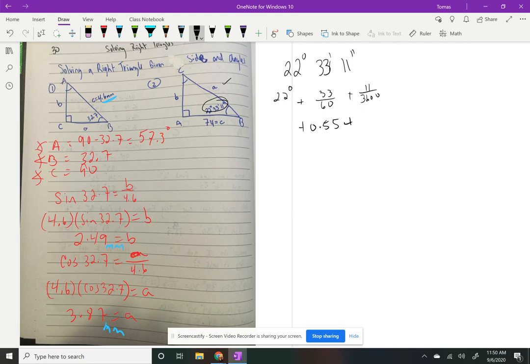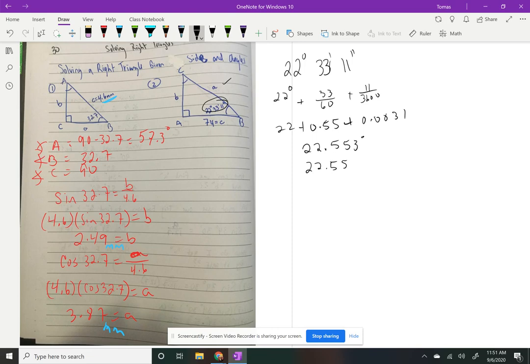11 over 3,600 is 0.0031. Okay. So then I add that 0.55 plus 22, and I get a total of 22.553 degrees. Now we're only going to go to two decimal places, so we're just going to leave it at 22.55.